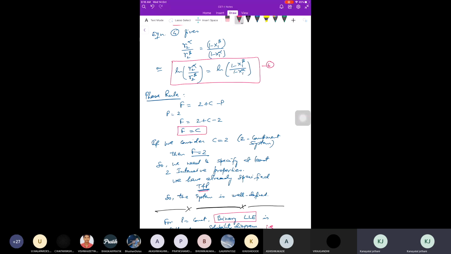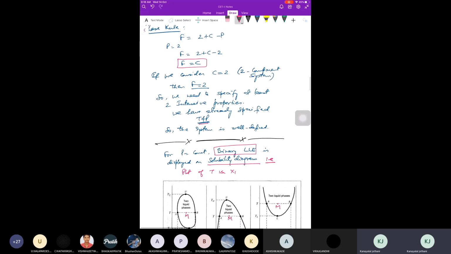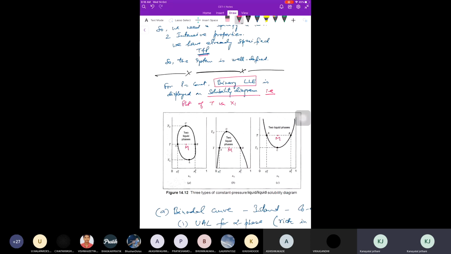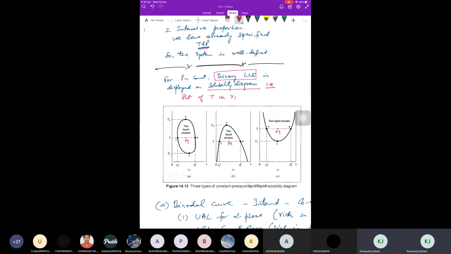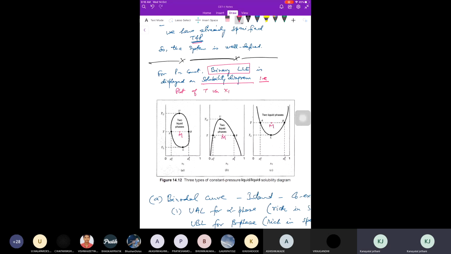Basically, we started with equilibrium criteria and derived it for LLE. Okay. So now let's look at what are the phase diagrams for liquid equilibrium. And this is, we are looking at first binary LLE, that means only two components. Okay. So we get three kinds of graphs. If you plot temperature versus composition on the x-axis, you get these three graphs, this or this or this. You'll see all these three.